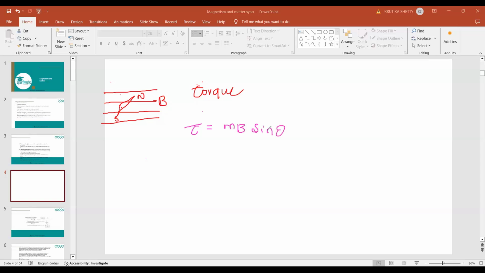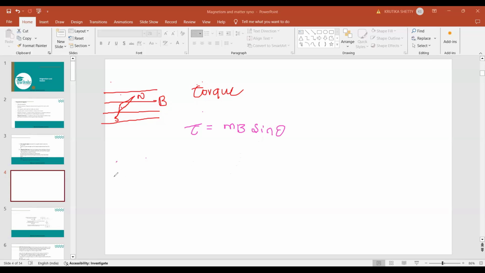This is the torque expression, the restoring torque. It is given by MB sin theta, where M is the magnetic moment and B is the magnetic field. In this derivation, two or three more formulas come up, so list them out too.